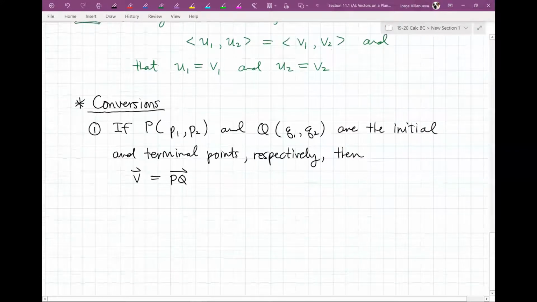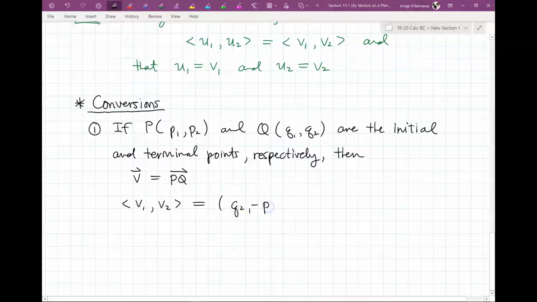Now, if we do that, we're saying that in component form, vector v, <v sub 1, v sub 2>, is the same as <Q sub 1 minus P sub 1, Q sub 2 minus P sub 2>. Because that's the way we find the vectors. We just take the distance between them, right? So we subtract the first two x values and the second two y values. So those are my x and y values.